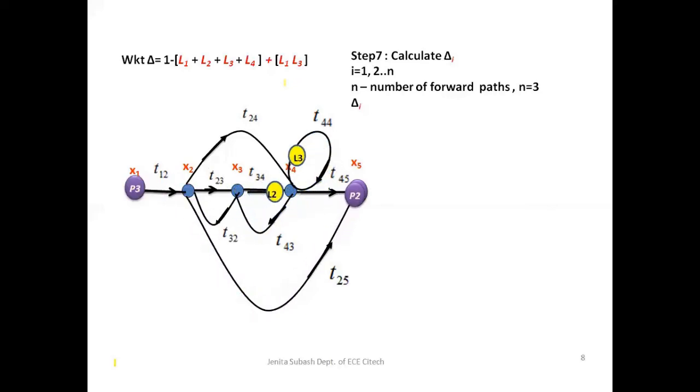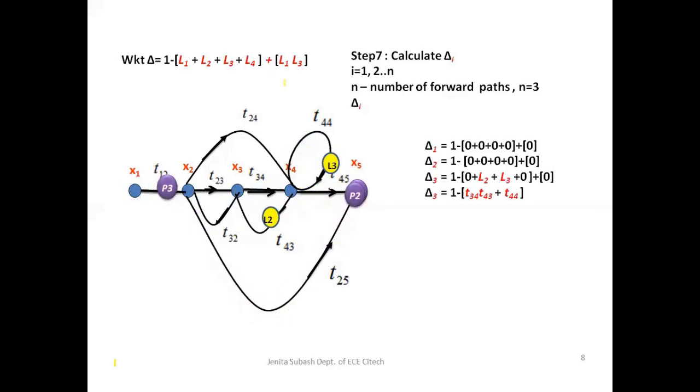So let's substitute for delta 1, delta 2, delta 3. Delta 1, as I told you before, is the value of delta which is not touching the first forward path. So we have made L1, L2, L3, L4 equal to 0, and the L1, L3 combination is also 0. So delta 1 will be equal to 1. In case of delta 2 also, with respect to the second forward path, we didn't find any loop which is not touching it. So delta 2 is equal to 1 again.